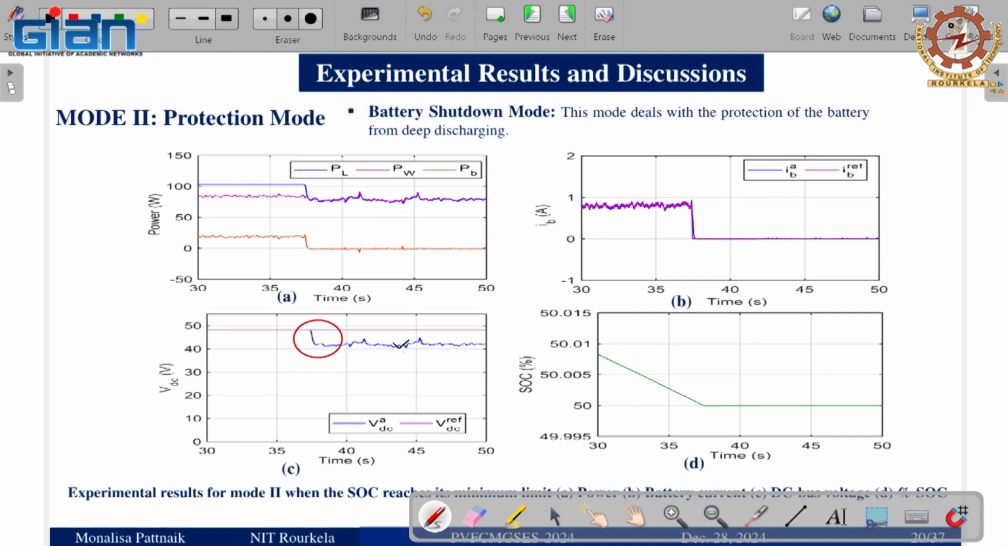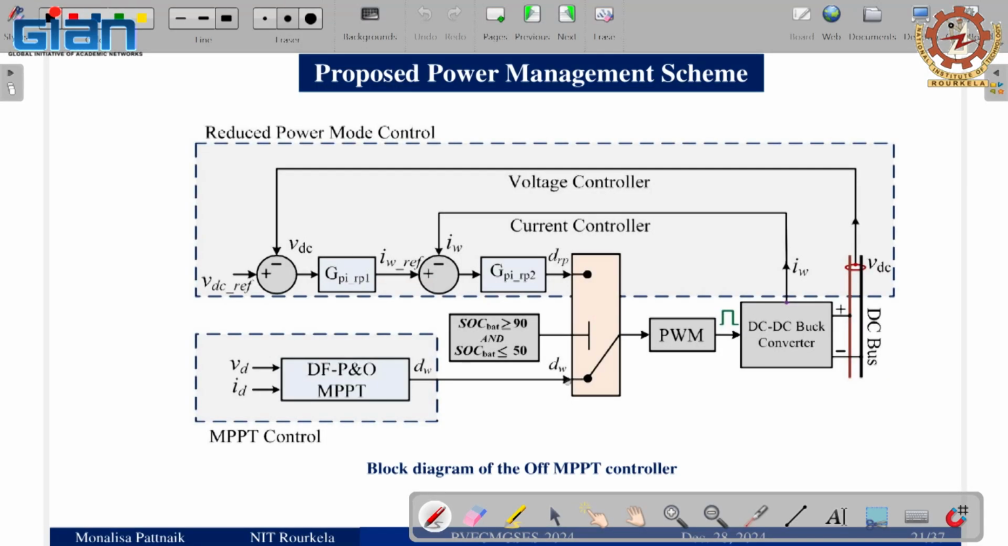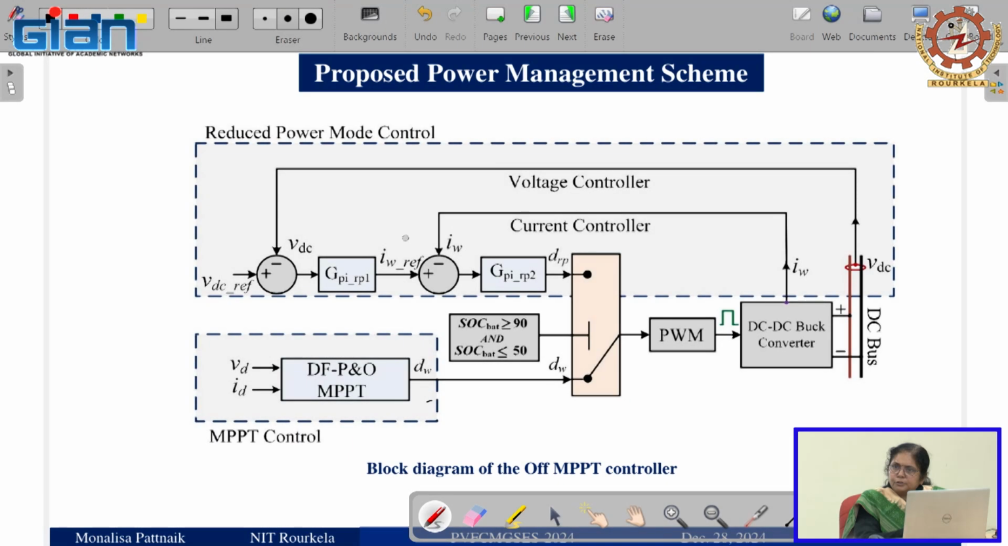The buck converter is now switching from MPP mode to reduced power mode, or off MPPT mode. By implementing that, this is the closed loop operation of the buck converter, where it was operating in MPP mode. Again, a similar type of controller, a dual loop PI controller, is used, where the buck converter is operated in a closed loop condition to keep the DC bus voltage constant.